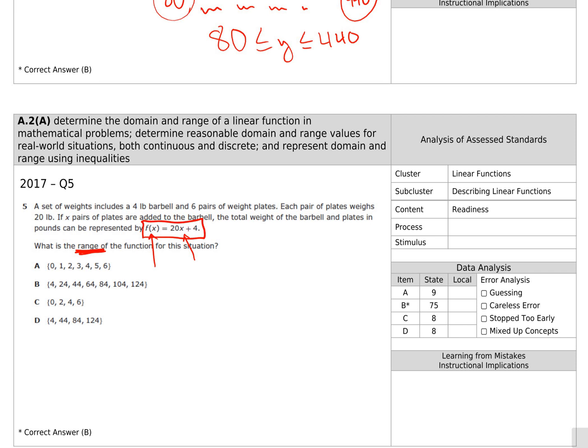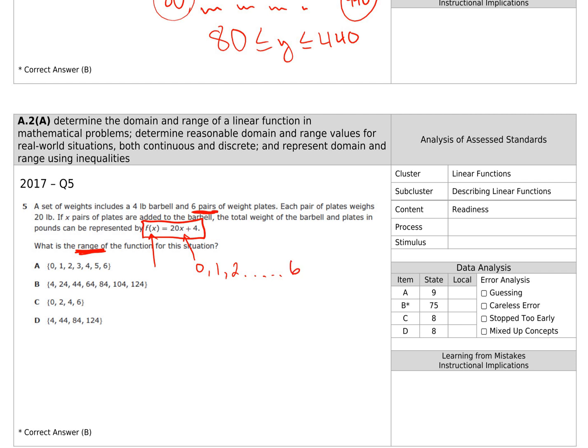In the scenario, it's talking about a set of weights, includes a 4-pound barbell, 6 pairs of weights. Each pair of plates adds 20 pounds. And so now they want to know what the range is. So first we have to figure out what we're going to plug in for our x values. Well, we have 6 pairs of weights, so you could put on 0 weights, you could put on 1 pair, you could put on 2 pairs, and so on until you get to your 6th pair.